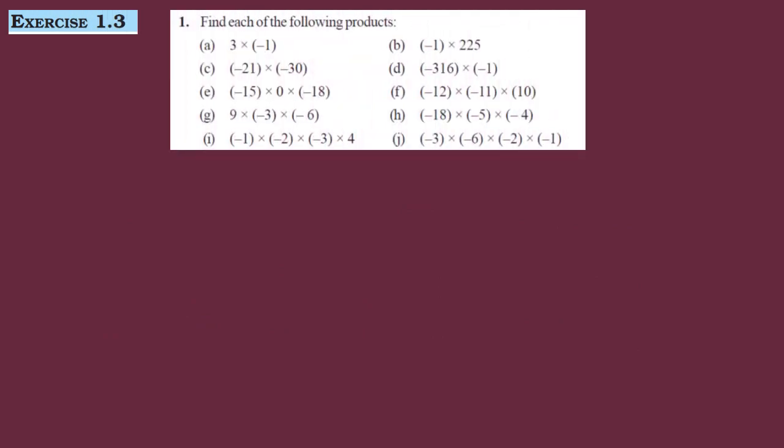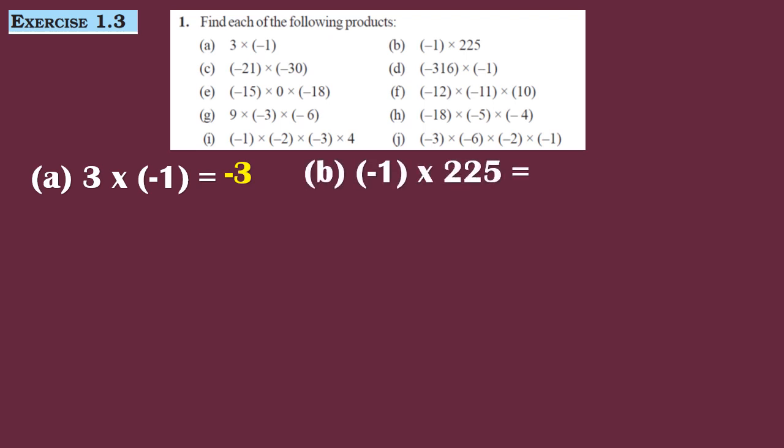Question number 1. Find each of the following products. Okay, let us find the products. 3 into minus 1. So a positive number into a negative number. So the product will be negative. So it will be minus 3. Now minus 1 into 225. Again negative into positive. It is negative.